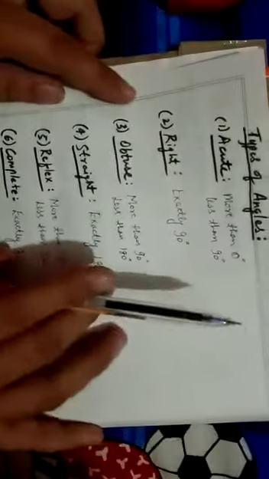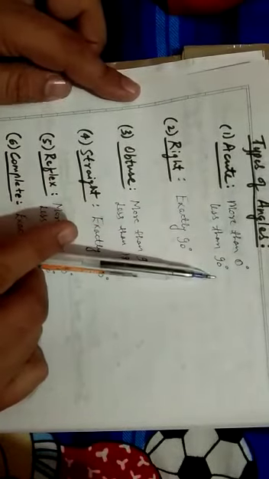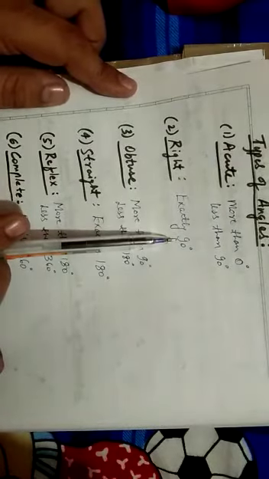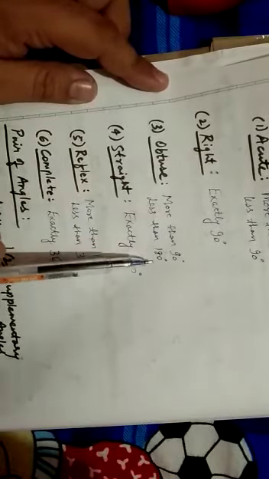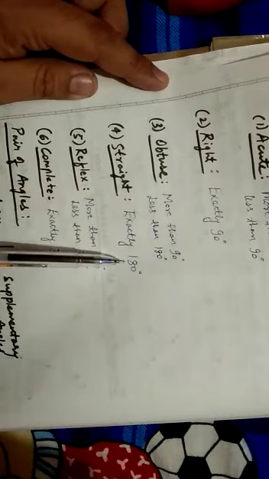Next is types of angles. You all know types of angles. Acute angle, more than 0 degree but less than 90 degree. Right angle, exactly 90 degree. Obtuse angle, more than 90 degree but less than 180 degree. Straight angle, exactly 180 degree. Reflex angle, more than 180 degree but less than 360 degree. And complete angle, exactly 360 degree.